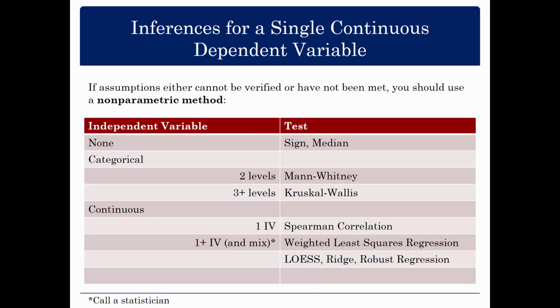And again, these tend to perform analyses on the ranks of the data as opposed to the values of the data itself. Spearman correlation is like the non-parametric version of Pearson's. Again, it's comparing the ranks. It's correlating the ranks of two continuous variables. And then there are tons of approaches to regression if you can't meet the assumptions of the simple or multiple linear regression. Those I put a star next to. You really should call a statistician, number one, to determine the method, but number two, to make sure that you can implement it correctly and interpret the output, because it's doing some things that are unusual in order to make the regression model work.